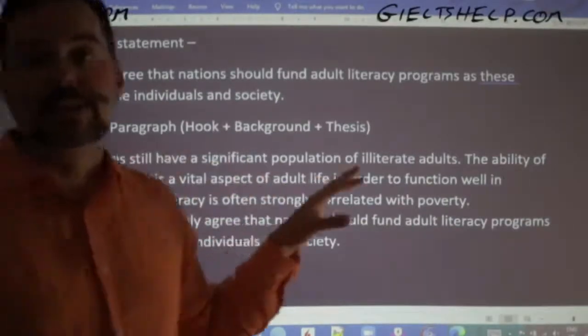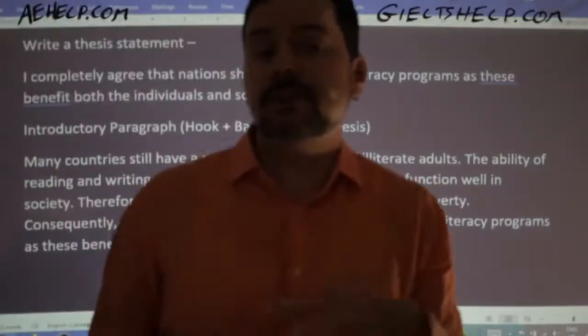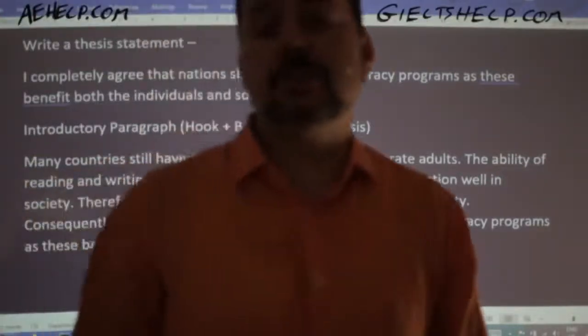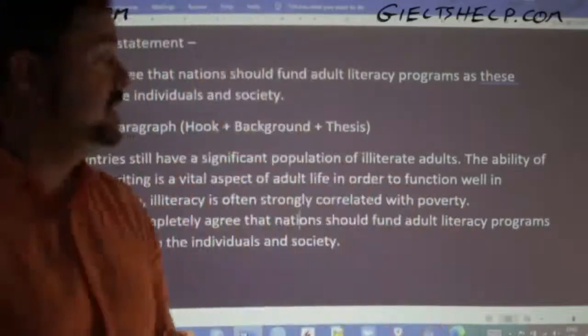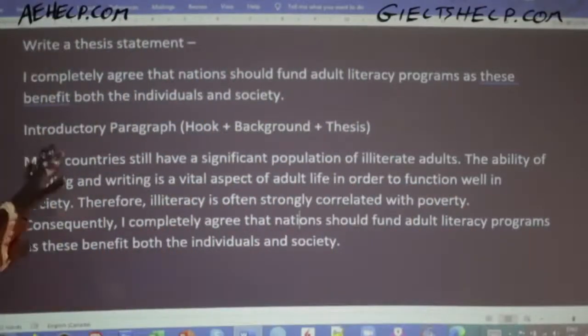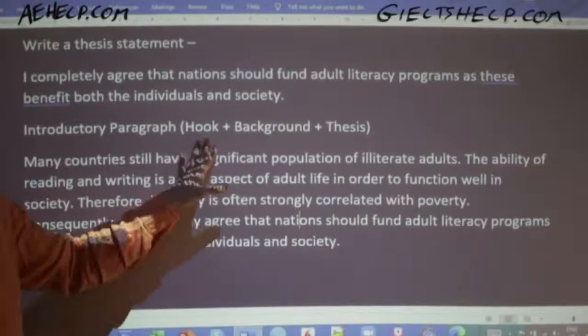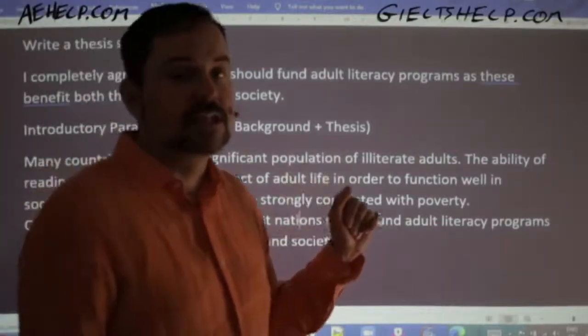Okay, so I'm going to read this, but members, at this point in time, please start putting in your hook and your background and your thesis. So for everybody that's watching, a good introductory paragraph has a hook, has a background, and has a thesis.